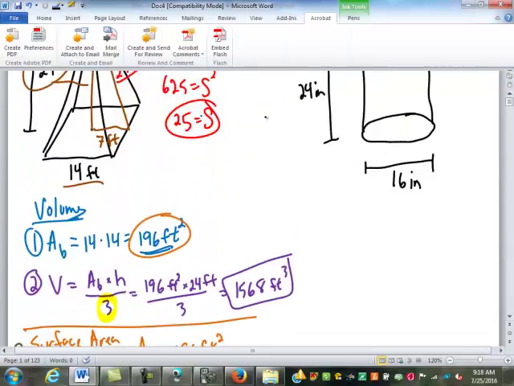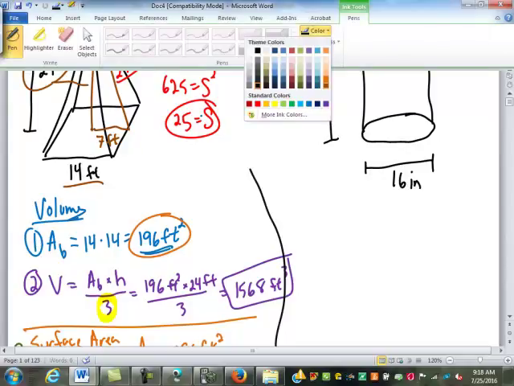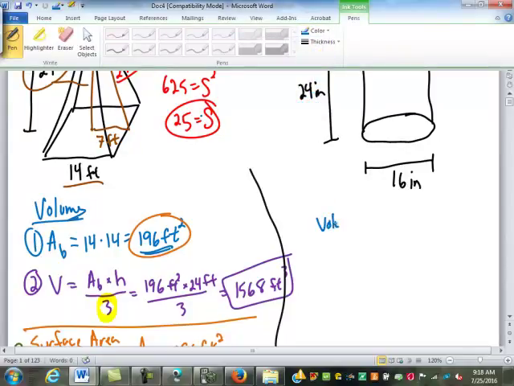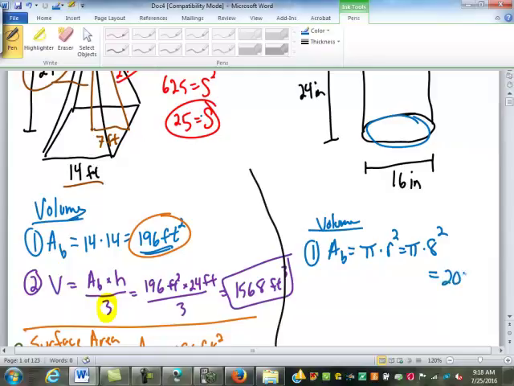Let's jump over to this one. Finding our volume. What's step one? Perfect. We have to find the area of our base, which since this base is a circle, it'll be pi times radius squared. So that'll be pi times 8 squared, which is going to give us, what, 300.96? Or 200.96, thank you. This will be inches squared.